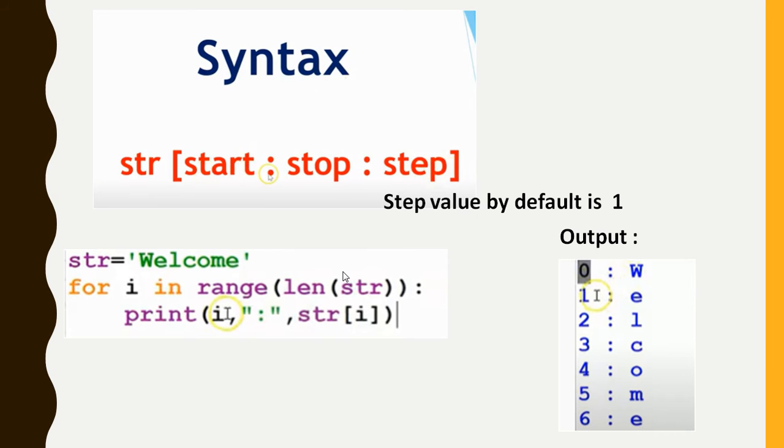Now based on this we can do the slicing. The general form for slicing is the string, then square brackets, start colon stop colon step. The step is optional; if you don't use it, the default value is 1. For example, suppose the string is "welcome". For i in range of the length of the string, print i and string of i. i gives you the index and string of i gives the value stored in it. That's how this loop will print indexes from 0 to 6 and the values from W to E.